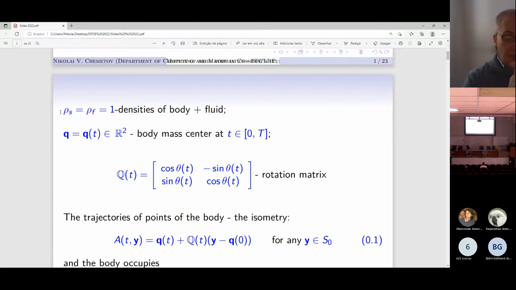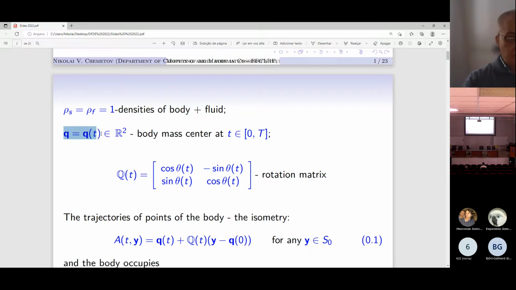Therefore, let me start from the description of the motion of the body. It's well known that if you would like to describe the motion of a body in the two-dimensional case, for example, if you consider a piece of paper that moves on the surface of a table covered by water, then to describe the motion of the piece of paper, we need to know the position of the mass center at each moment of time.